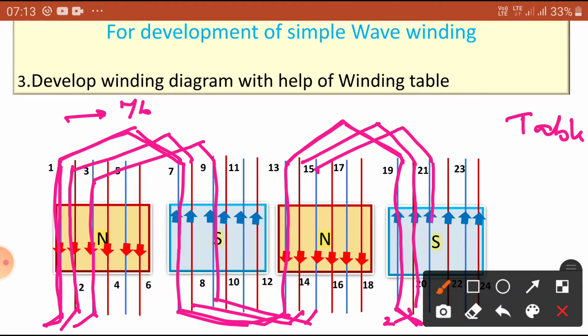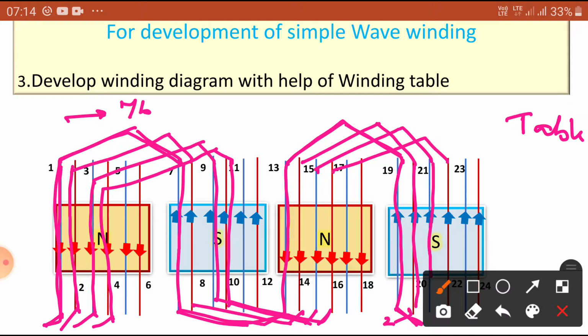So we have to connect this to the fourth conductor. Where is the fourth? This is the fourth. 4 plus 6 is the 10th, so it should be connected to the 10th. Where is the 10th? This is the 10th. The 10th is connected to the 16th. The 16th is connected where? 16 plus 6 is 22. So this is the 22.